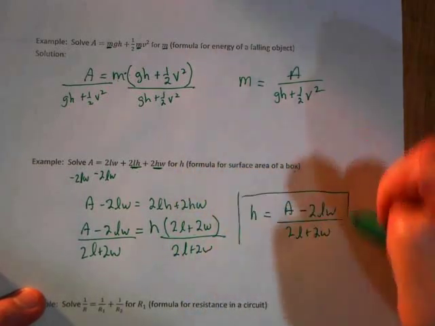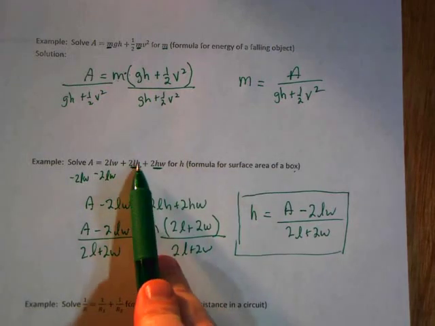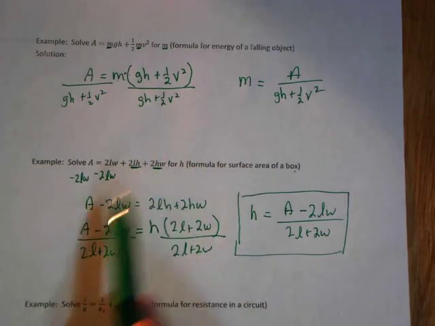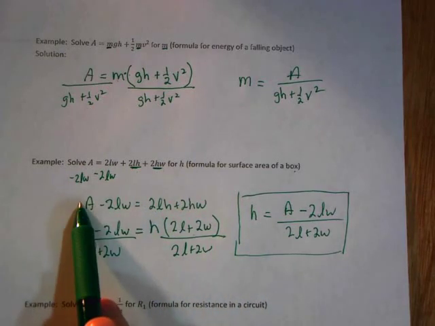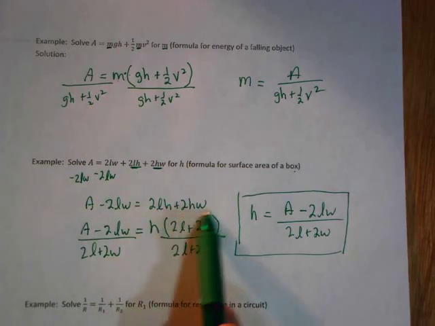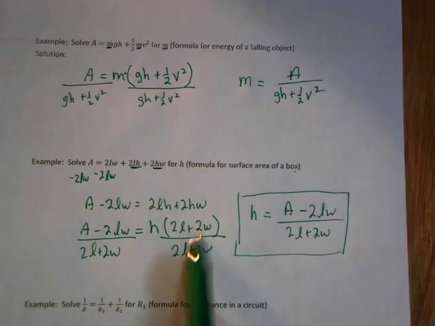Alright, so that one was a bit more complicated. Quick review. We noticed we had two H's. First step was to get everything with H on one side, everything without H on the other. The reason we want everything with H on one side is so we can factor the H out. Once we factor the H out, we do a division.